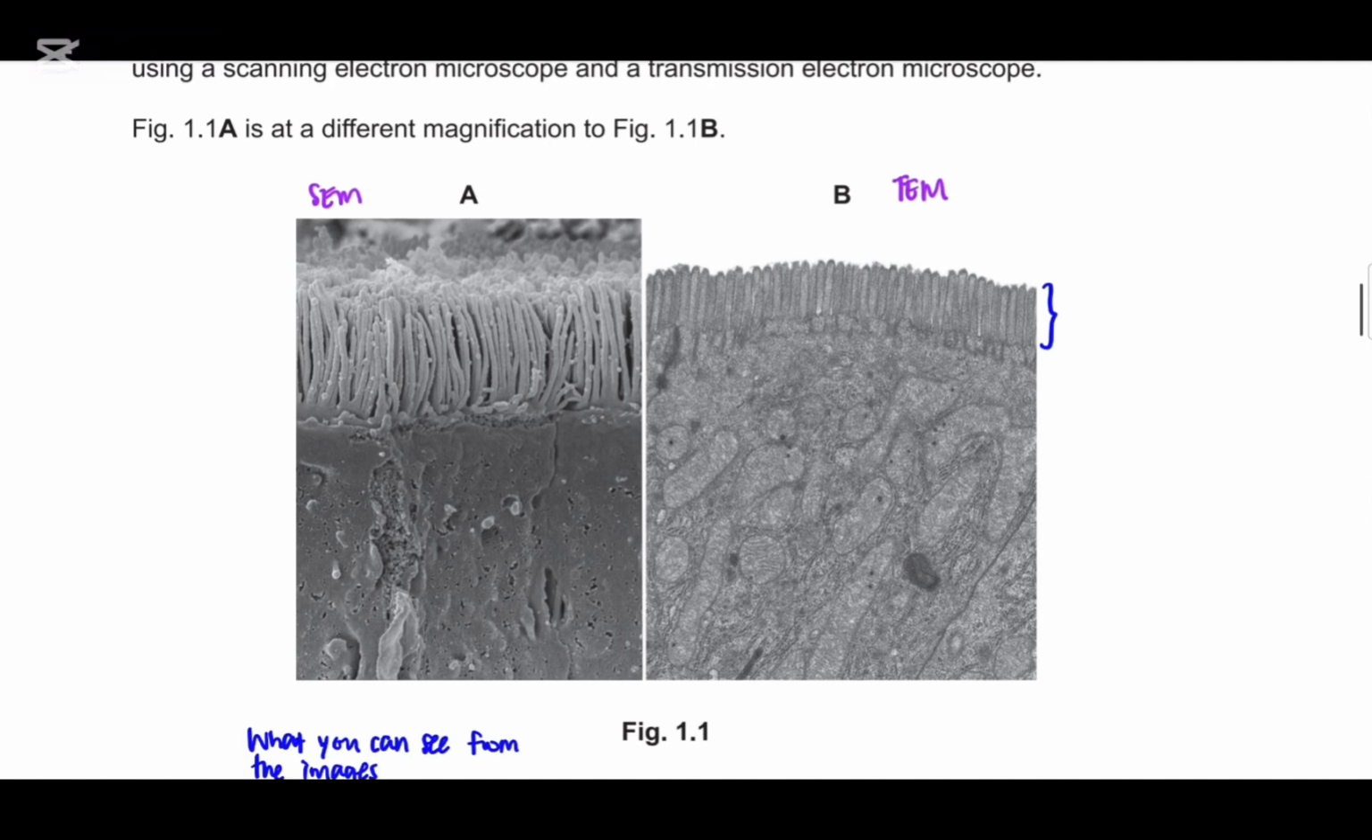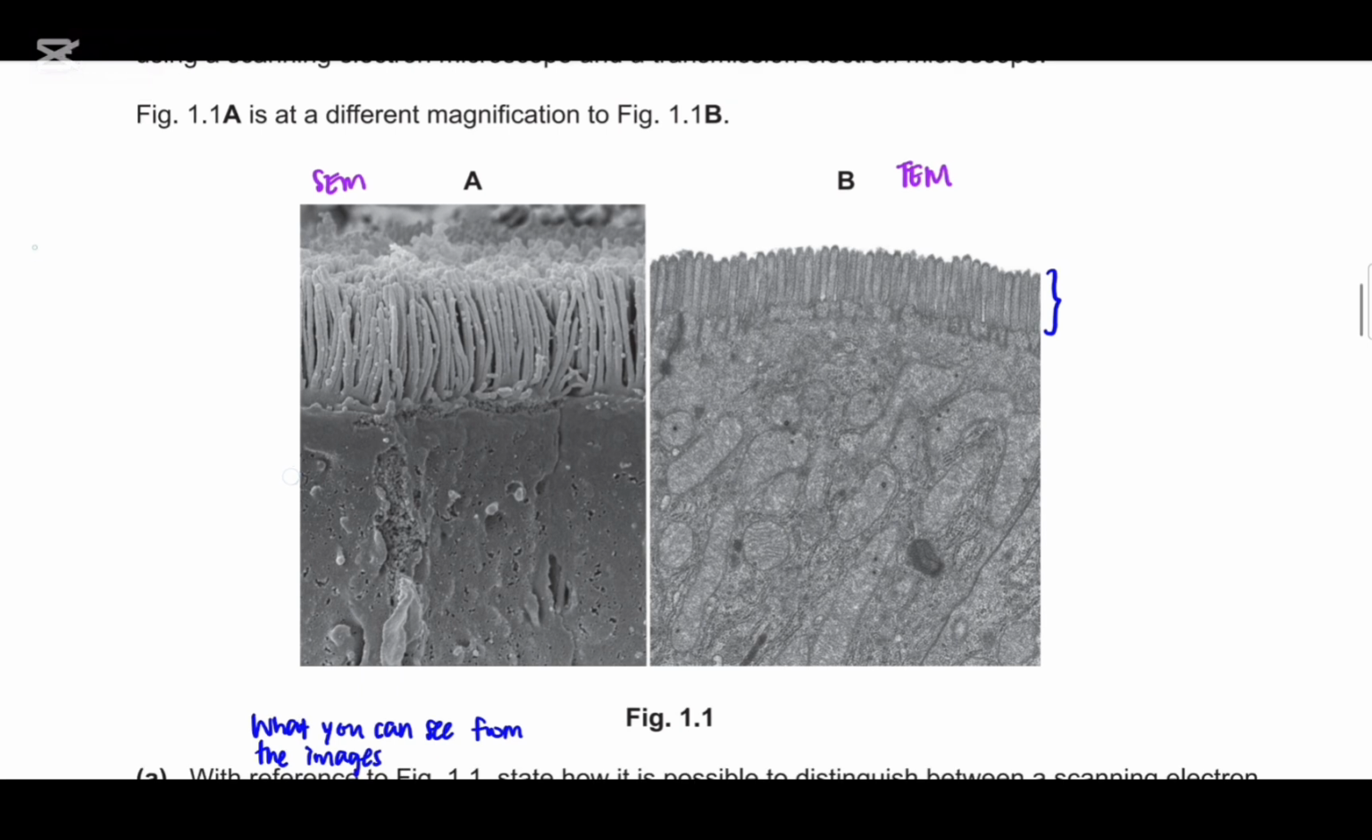Other points that you can also consider is that for the scanning electron microscope, you can only see the surface of the cell, the outer layers of the cell. It also shows 3D images of the cell, and they only show the external, which is what I've already included there.